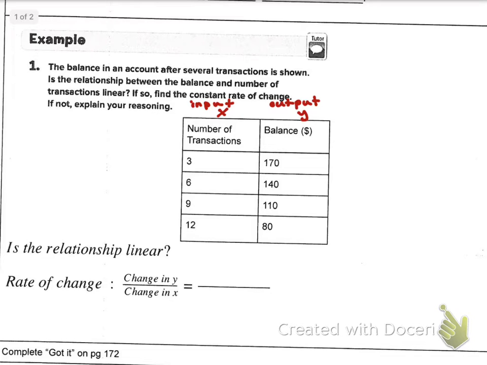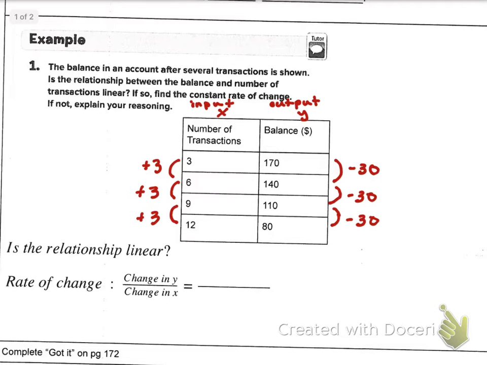So we are looking at the balance, and after 3 transactions, they have $170. And then after 6 transactions, which would be 3 more, so that's plus 3, the balance is down 30. And then again, if we look at transactions, it's 6 to 9, so that's plus 3, and the balance goes from 140 to 110, again down 30. Back to the X values, 9 to 12 is again plus 3, 110 to 80 is down 30.